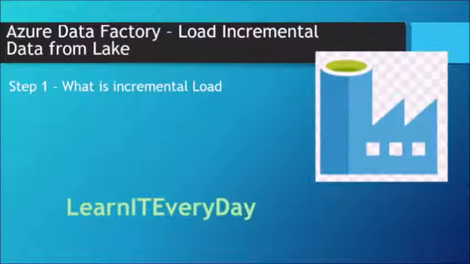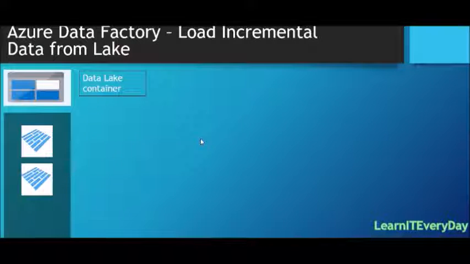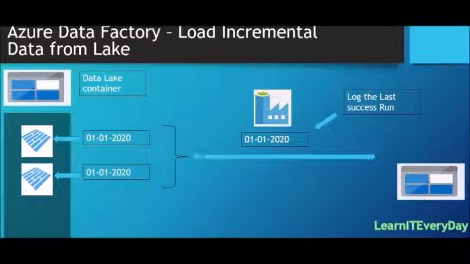Before that, we'll clarify what we really mean by incremental load with a small demonstration. Suppose you have a data lake container where you have some data which has already flowed as a first load. On 1/1/2020 you have a few files, and with your existing pipeline you have already pulled that data to your destination on the same day. You have also logged your success date as 1/1/2020.